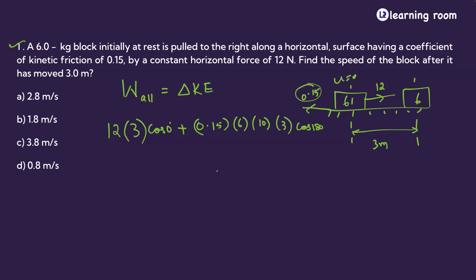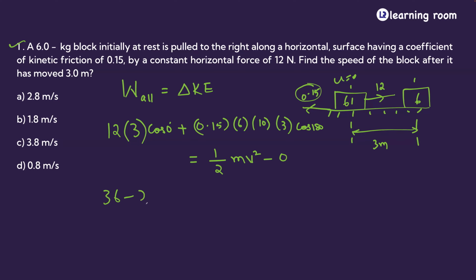Right. This should be equal to the change in kinetic energy. It is half mv square minus initial kinetic energy, which is 0. One step, you will get the answer. So all that you need to do is multiply. 12 into 3 is 36. So you will have a minus here. Cos 0 is 1, cos 180 is minus, so minus. 6 into 10 is going to be 60. 60 into 0.15 is going to be 9. Right. So 9 into 3 is 27.